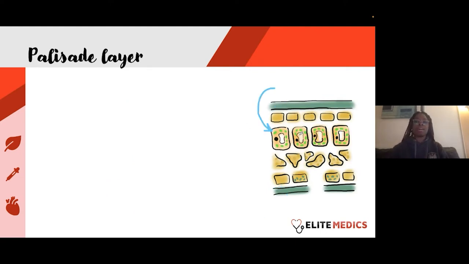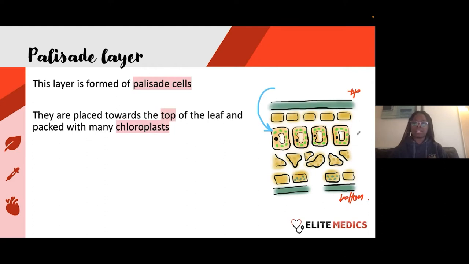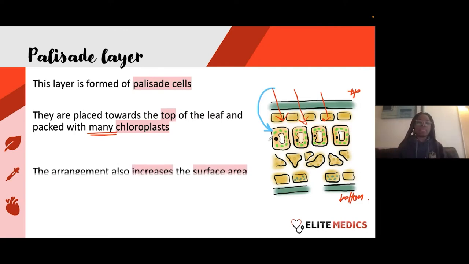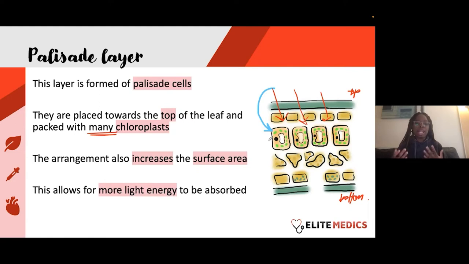Now our palisade layer is called the palisade layer because we have palisade cells in it. As you can see, this is the top of the leaf and this is the bottom. It's packed towards the top of the leaf, so the light doesn't have far to travel, a shorter distance, and it contains as many chloroplasts as it can. Because of this arrangement of them being packed in and squashed in, it essentially increases the surface area of this layer, and that allows for more light energy to be absorbed. And having an increased surface area is very important.